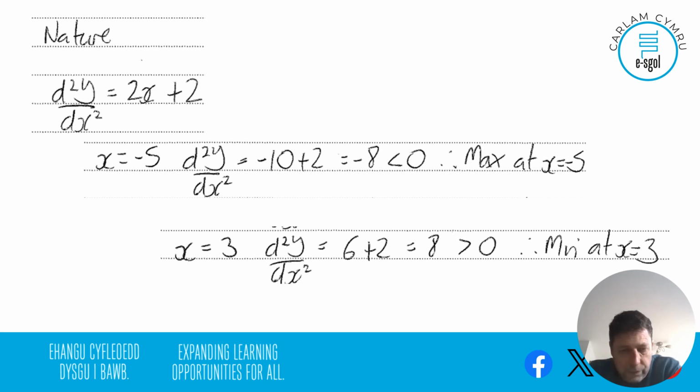Now the other one, by substituting the other number, x equals 3, d2y/dx squared equals 6 plus 2 equals 8. Again, I've done the same thing as I did earlier. I would have written equals 8 underneath if I did this again today. That's greater than 0 when I get a minimum, x equals 3.